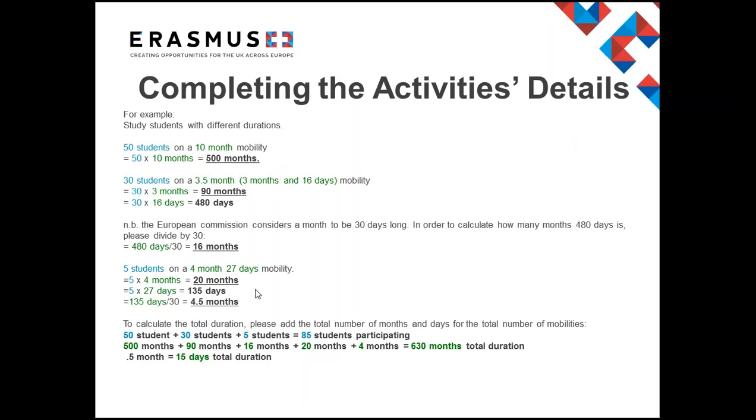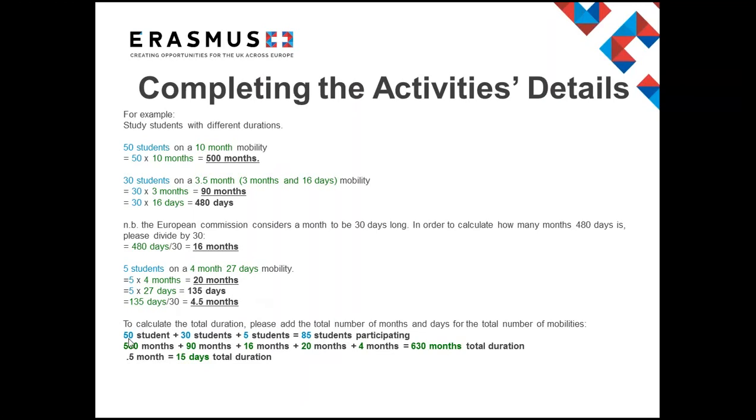Okay, let's try another tricky one. 5 students on 4 months and 27 days mobilities. 5 students times 4 months equals 20 months. 5 students times 27 days equals 135 days. So again, well over a month. So we divide the 135 by 30 and get 4.5 months. So now we have all our figures. It's time to add them all up and report them.